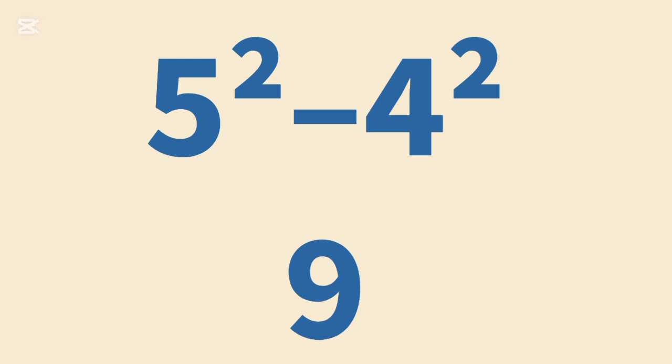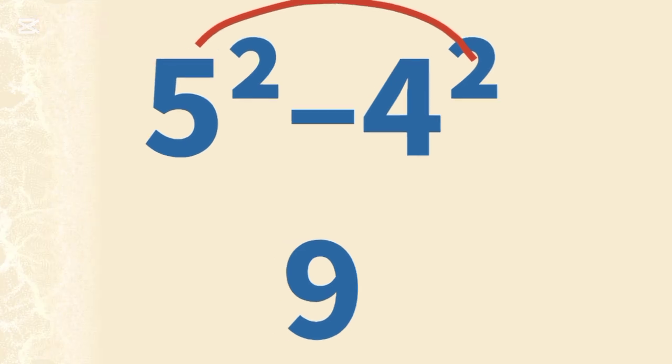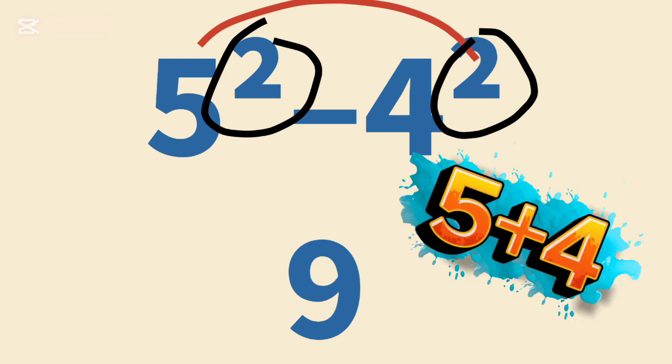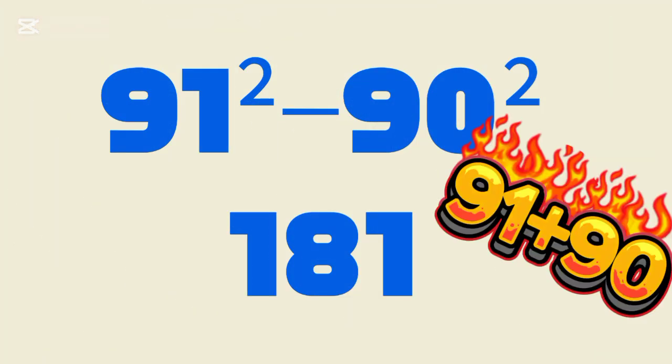So by careful observation, you will see that whenever you come across this type of value like 5 square minus 4 square, the difference between 5 and 4 is 1, and both are having square values and they are having a minus sign in between them. So instead of taking the square of 5 and 4, you just have to add 5 and 4 and you will get the answer 9. Similarly, for 91 square minus 90 square, simply add 91 and 90, you will get the answer 181.